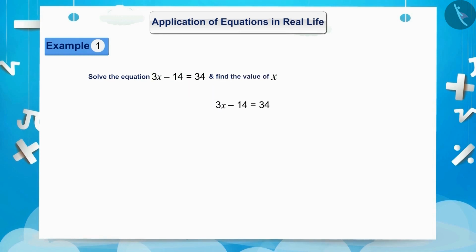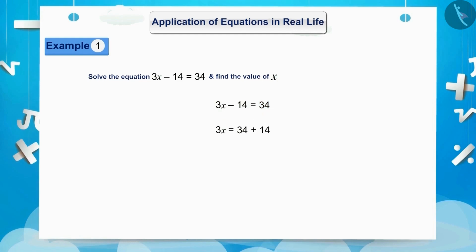Let's solve this with the help of the transpose method. In the given equation, the variable x, that is 3x, is in the LHS, from which 14 is being subtracted. After transposing 14 to the RHS, it will be added to 34. So, we will get 3x in the LHS and 34 plus 14 in the RHS.